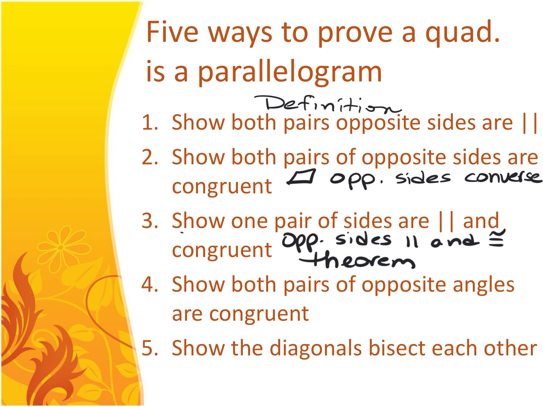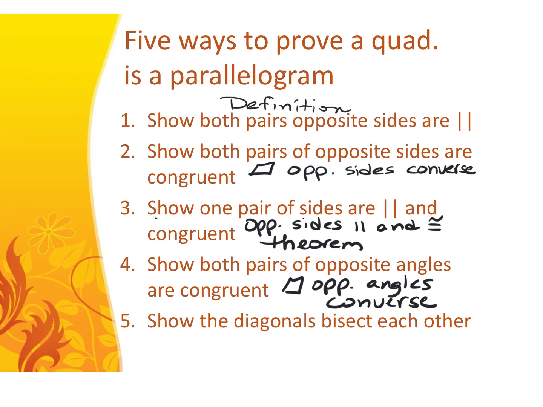And then the fourth way, to show that both pairs of opposite angles are congruent. This is a converse. So the parallelogram opposite angles converse. And then the last one, it's a converse as well. This one, to show that the diagonals bisect each other. The name of this is the parallelogram diagonals converse. So, the 5 ways to prove that a quadrilateral is a parallelogram.